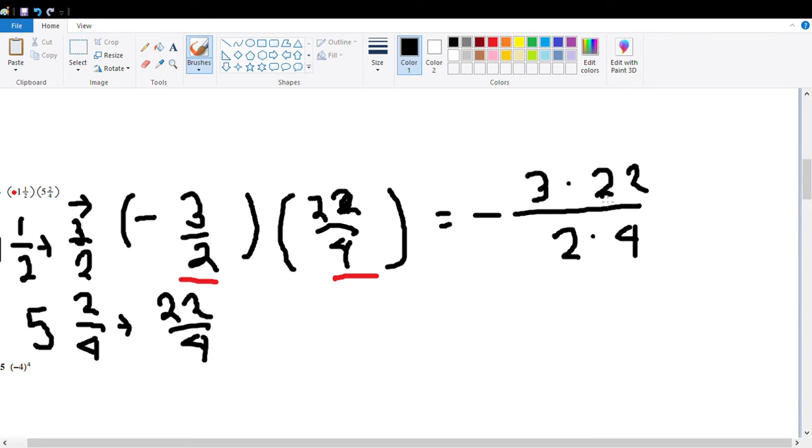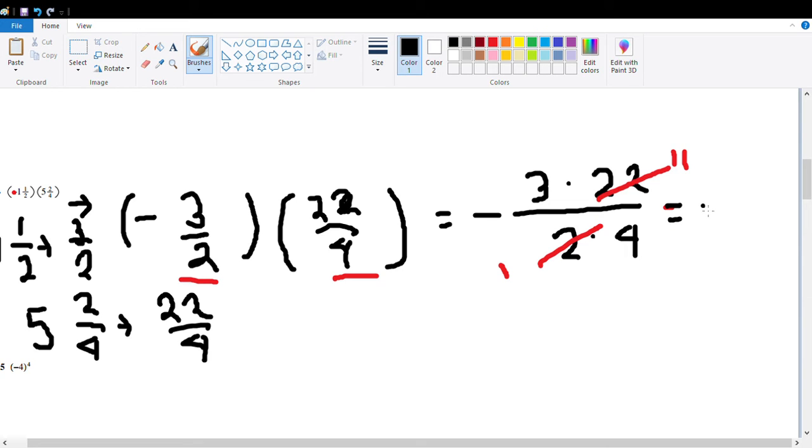Now we simplify. 22 and 2 has a common factor of 2. This becomes 11, and this becomes 1. Is there any more factors? Nope. So we simply just multiply across.